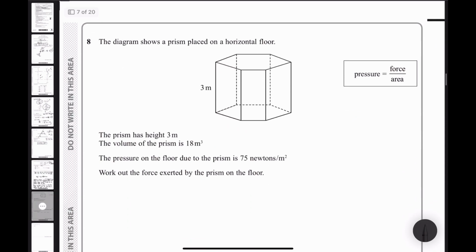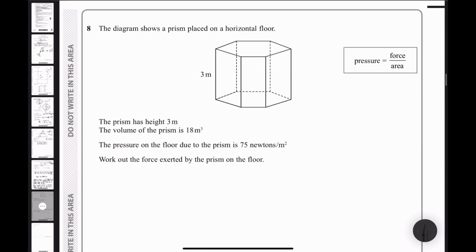Now let's look at question number 8. It says the diagram shows a prism placed on a horizontal floor. The prism has a height of 3 meters. The volume of the prism is 18 meter cube. The pressure on the floor due to the prism is 75 newtons per meter square. Work out the force exerted by the prism on the floor.